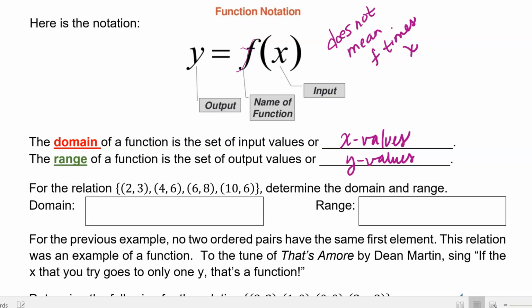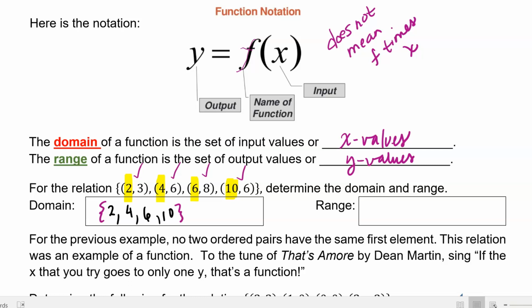For example, if we have the relation (2, 3), (4, 6), (6, 8), (10, 6), determine the domain and range. If the domain is just the x's, then we write our little squiggly lines called braces, and we only put the x values as the domain. So what are the x's of this relation? You simply write 2, 4, 6, 10 in this case, and you always open and close it with these braces.